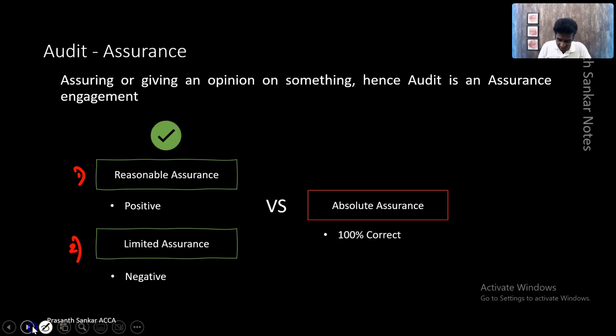In any kind of assurance engagement, we can never give absolute assurance. A practitioner will never say that everything is perfect with respect to the subject matter. He can never ever say this. So we can never give an absolute assurance. Only either a reasonable assurance or a limited assurance can be given. Reasonable assurance is positive in nature. It's equal to saying it's as good.